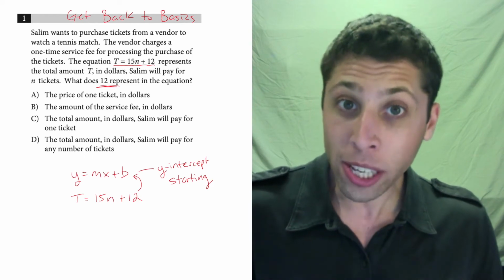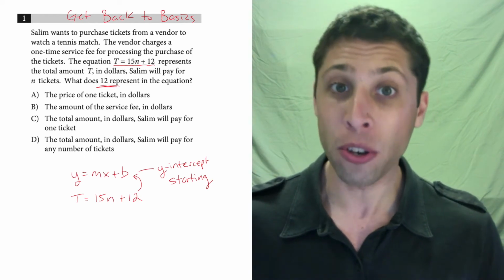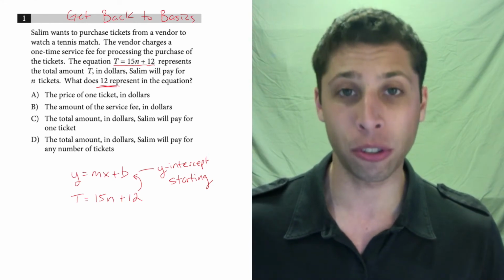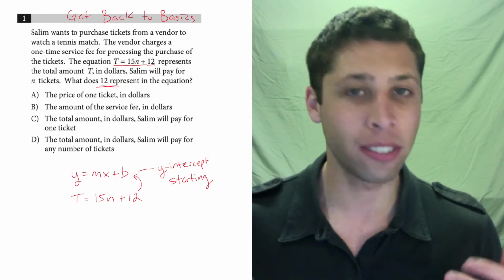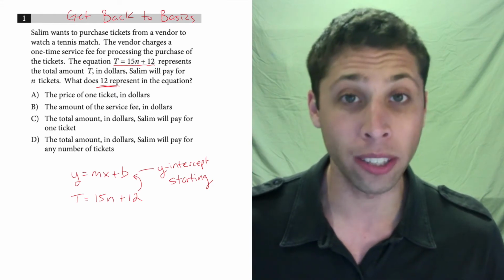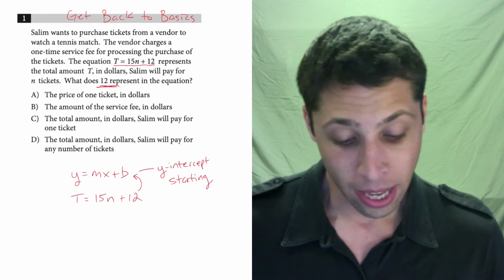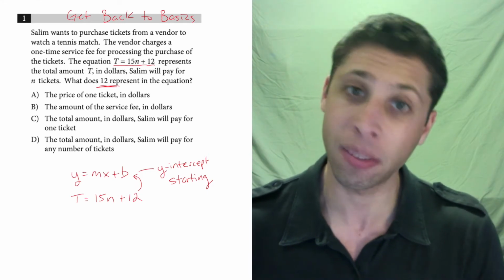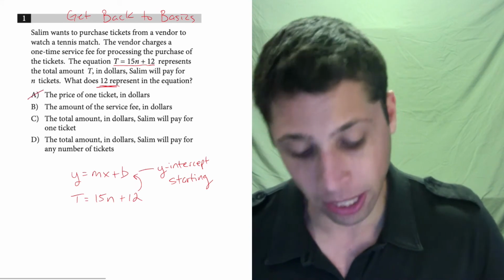So knowing that I'm looking for a y-intercept, knowing that I'm looking for a starting point, I'm going to just read these answer choices now, seeing which one sounds like a starting point. So choice A, the price of one ticket in dollars. Well, that's not really going to be a starting point. That's how much each ticket costs. That's more like a rate, so that's not going to be any good.